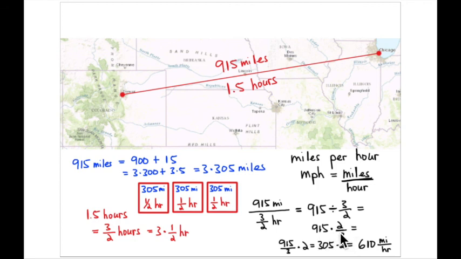Well, to figure this out, you divide 915 by 3. So 915 divided by 3 equals 305. And then you need 2 of those thirds. So 915 divided by 3, and then you need 2 of them for 2/3. Well, 2 times 305 is 610 miles per hour. Now, of course, I could have just told you or shown you, divide 915 by 1.5 and you get 610.